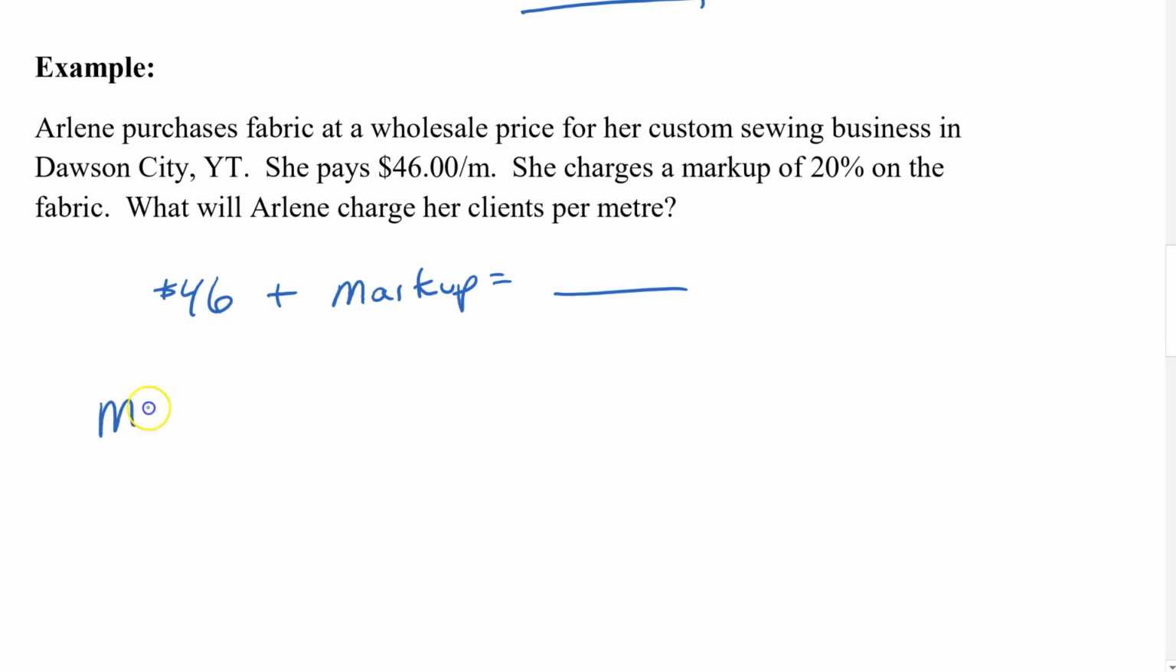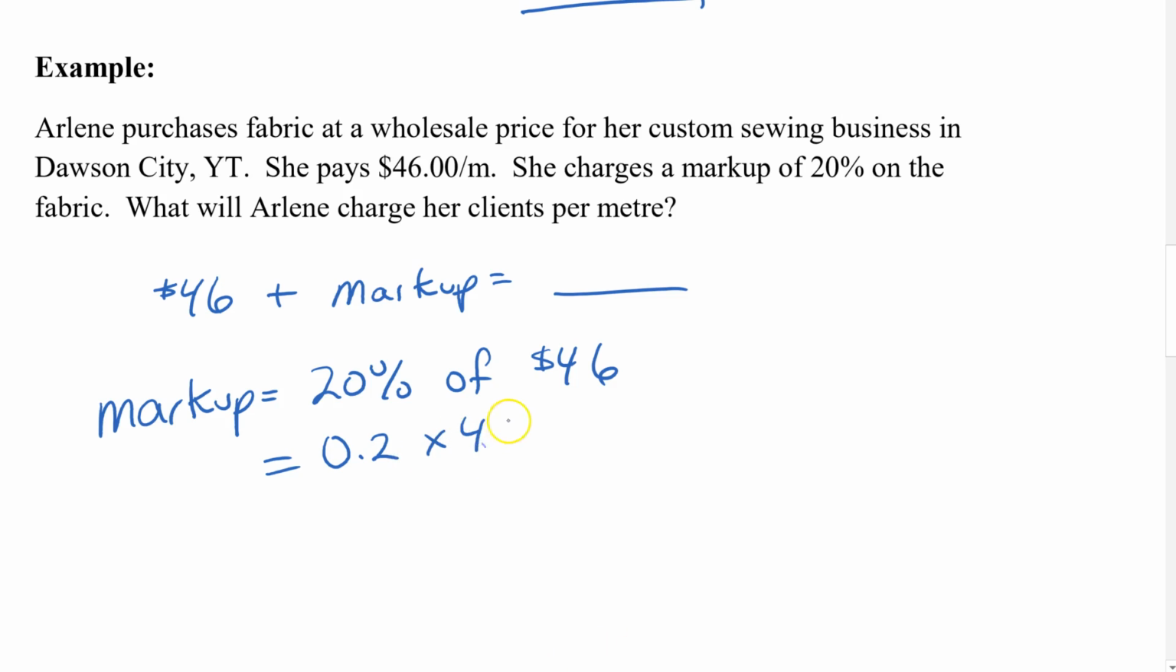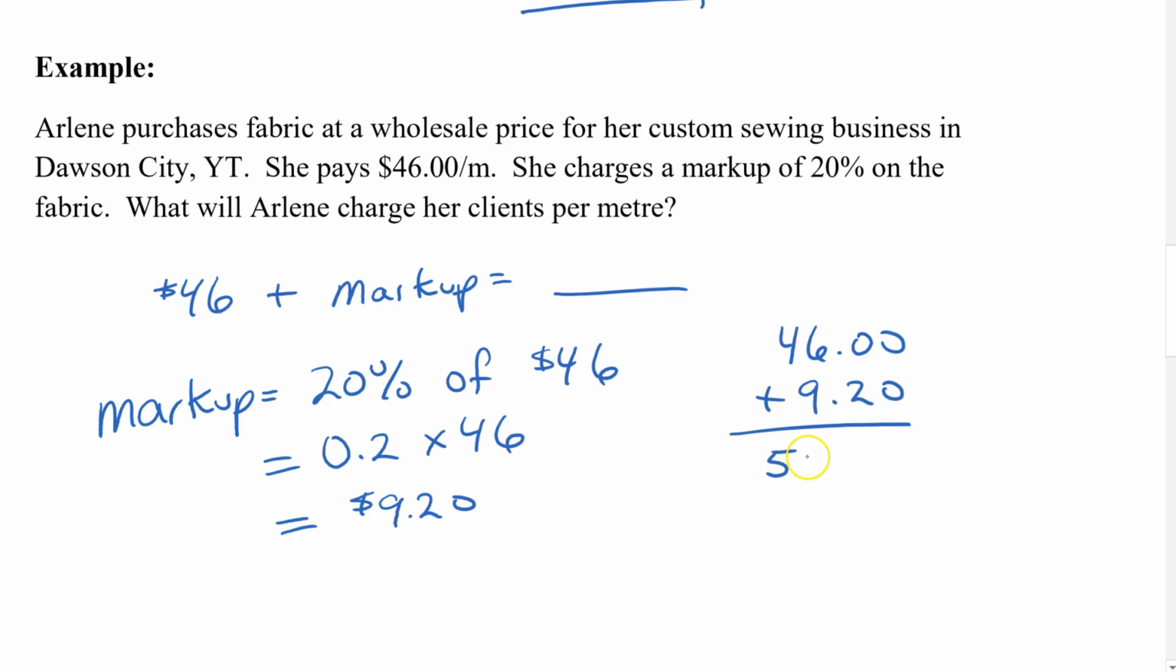Well, the markup is going to be equal to 20% of $46, just like we did for the sales tax. Now we need to change that percentage to a decimal, so we move it over 2 or divide by 100, so we get 0.2 times 46, and I believe that is $9.20. So what will our final price be? It'll be 46 plus 9.20. So that would be $55.20.